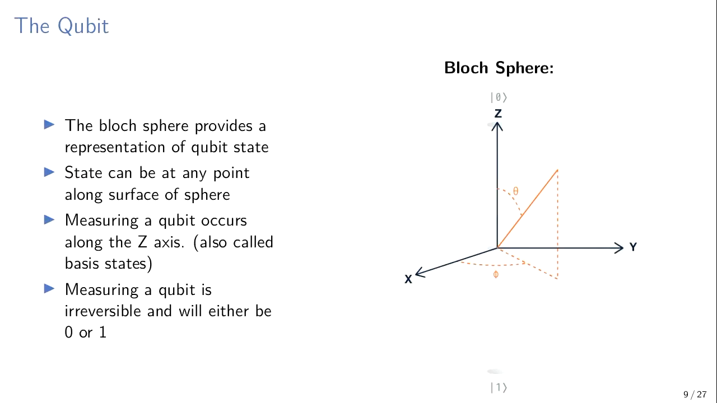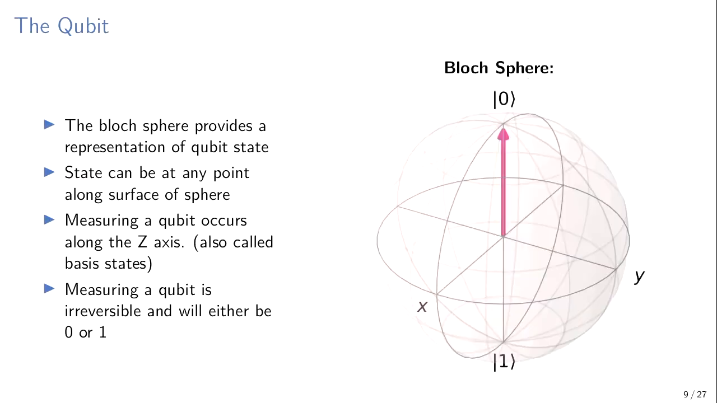Just like a classical bit, you can have a 0 state, which is the arrow pointing up, and a 1 state, the arrow pointing down. You don't have to worry too much about that notation. That's called Bra-ket or Dirac notation, and that just means it's a vector.